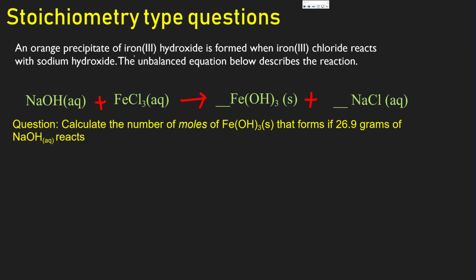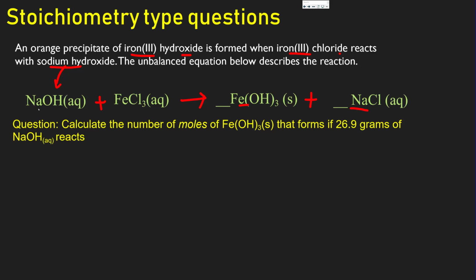An orange precipitate of iron(III) hydroxide is formed when iron(III) chloride reacts with sodium hydroxide. So this is my sodium hydroxide, this is my iron(III) chloride, and this is my iron(III) hydroxide, and I get sodium chloride as a spectator ion. So here's my unbalanced equation, and first off I need to balance this. Right now my elements are not balanced.